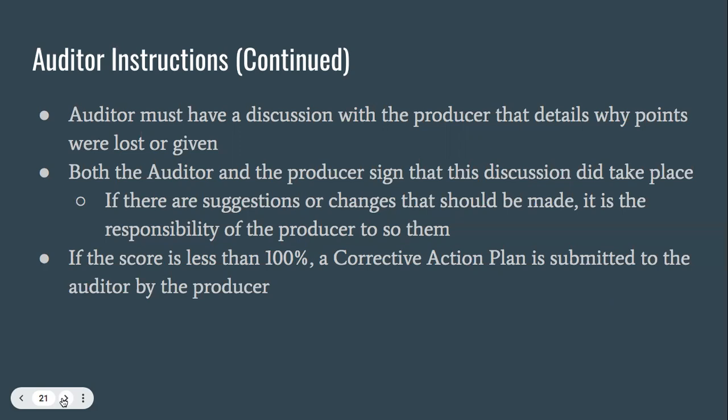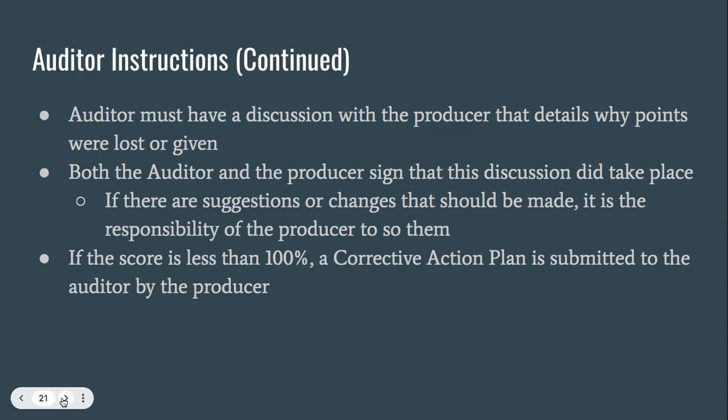If there are any suggestions or changes that should be made to each of what they're going to be scored on or what they were scored on, it is the responsibility of the producer to do that and to also take that into account when they come back and in that corrective action plan. So if the score is less than 100% in total, a corrective action plan is submitted to the auditor by the producer.